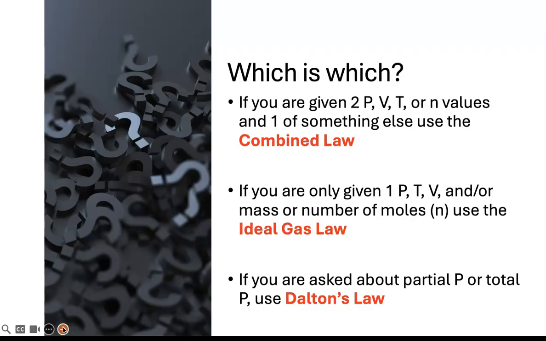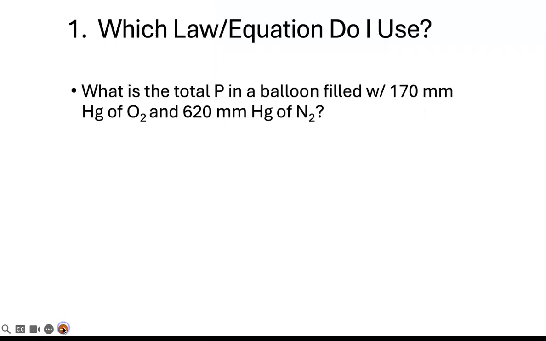Take a look at these problems and feel free to work them. I do give the answers at the end. If you have any questions, just let me know. Here are some examples of potential problems, and see if you can pick out which gas law to use.